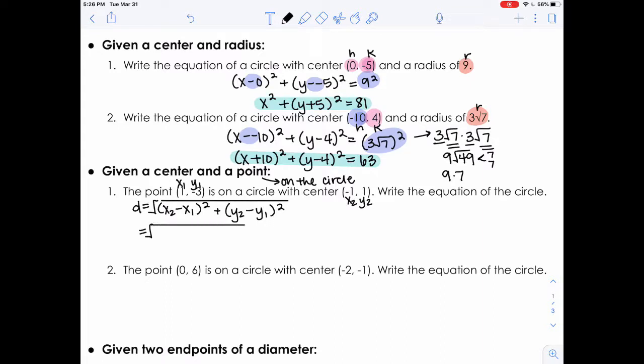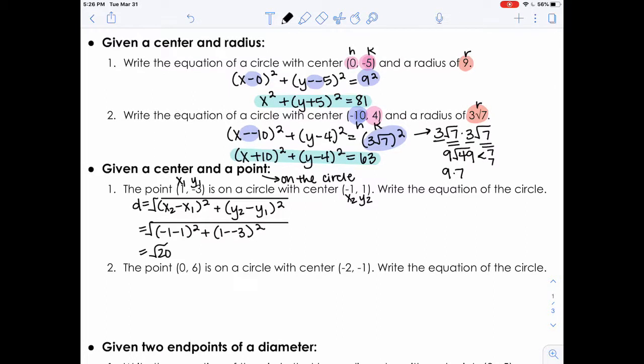So what we have here is -1 minus 1 squared plus 1 minus -3 squared. And then we can turn to our calculator and type all of that in at once. I'm going to jump to that because I've done the work ahead of time. And what we get here is the square root of 20. We can simplify the square root of 20 and it becomes 2 root 5.